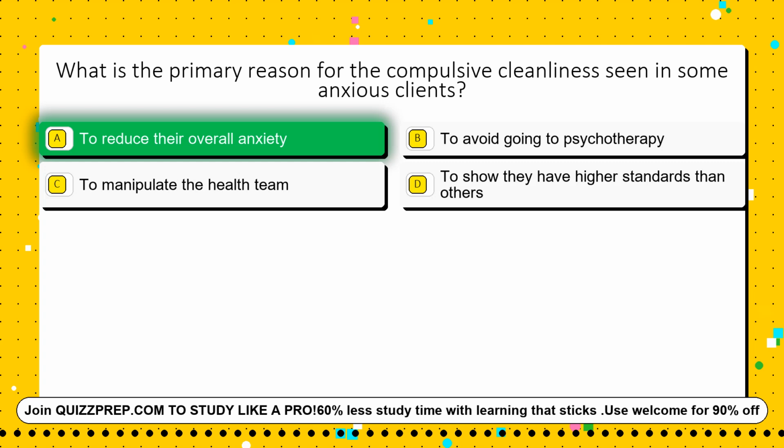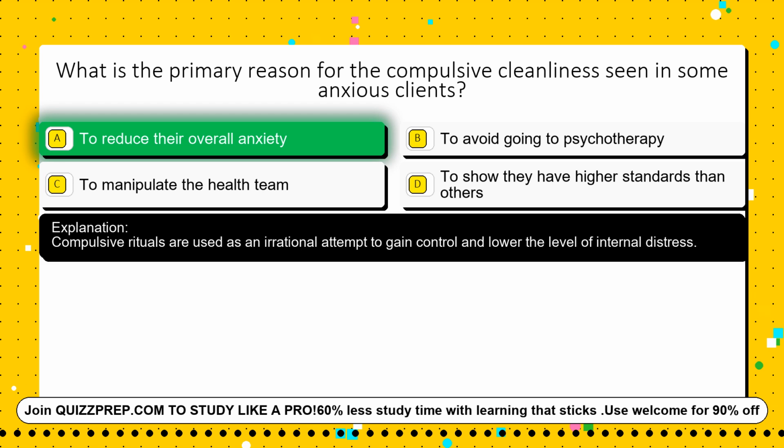The correct answer is option A. To reduce their overall anxiety. Compulsive rituals are used as an irrational attempt to gain control and lower the level of internal distress.